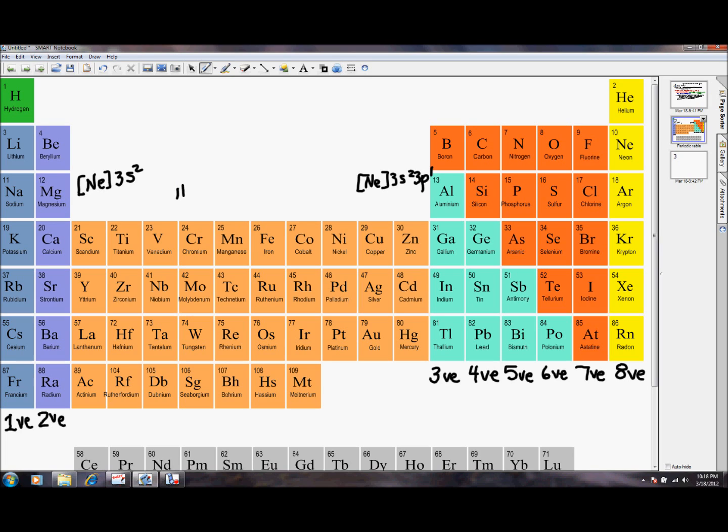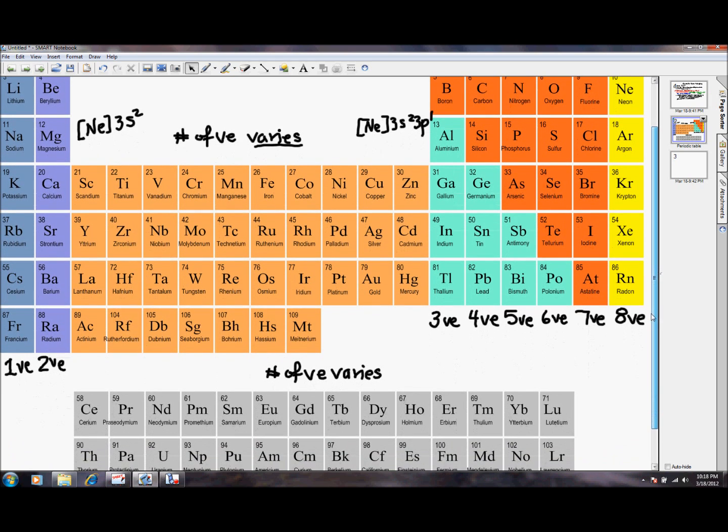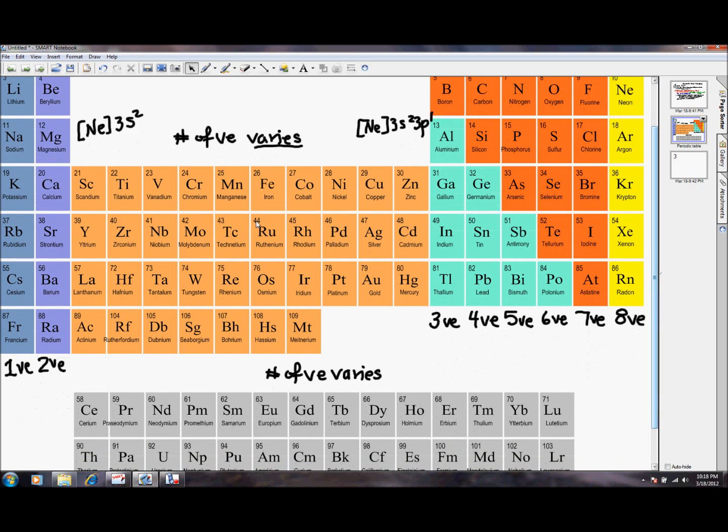We're going to put here the number of valence electrons varies, which means it's changeable. So we're going to come and talk about these later in the unit when we start talking about nomenclature. Okay, and we're going to do the same thing down here. So make sure that you've got your periodic table nicely labeled by family with the number of valence electrons. Now, we're not going to actually talk about these for a little bit.